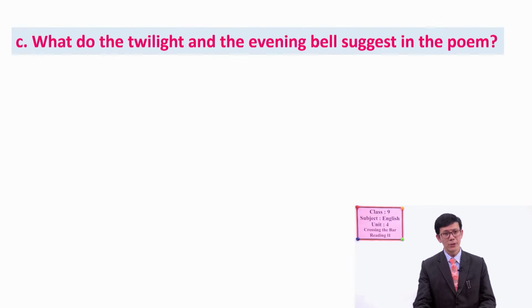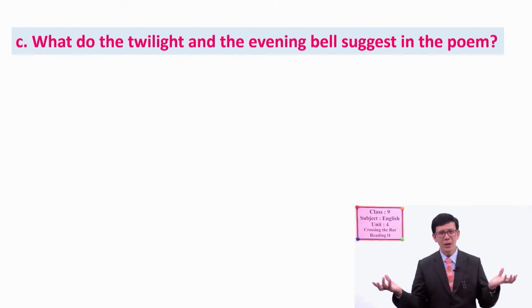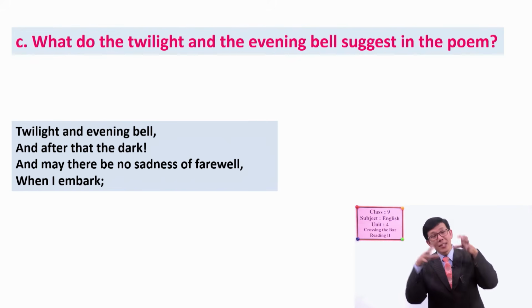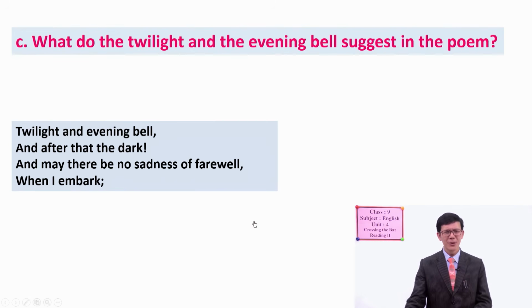Move on to number C. What do the twilight and the evening bell suggest in the poem? My dear students, you have already got to know what it signifies or symbolizes, or suggests. You might have already guessed. So look at this stanza: twilight and evening bell, right? So what does it suggest in the poem?